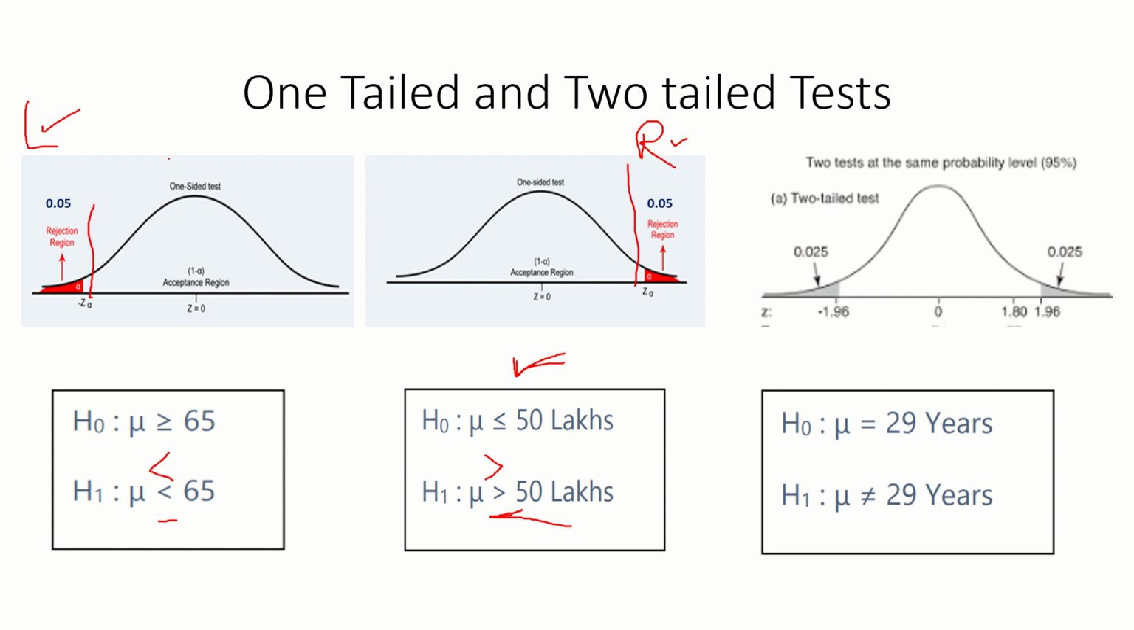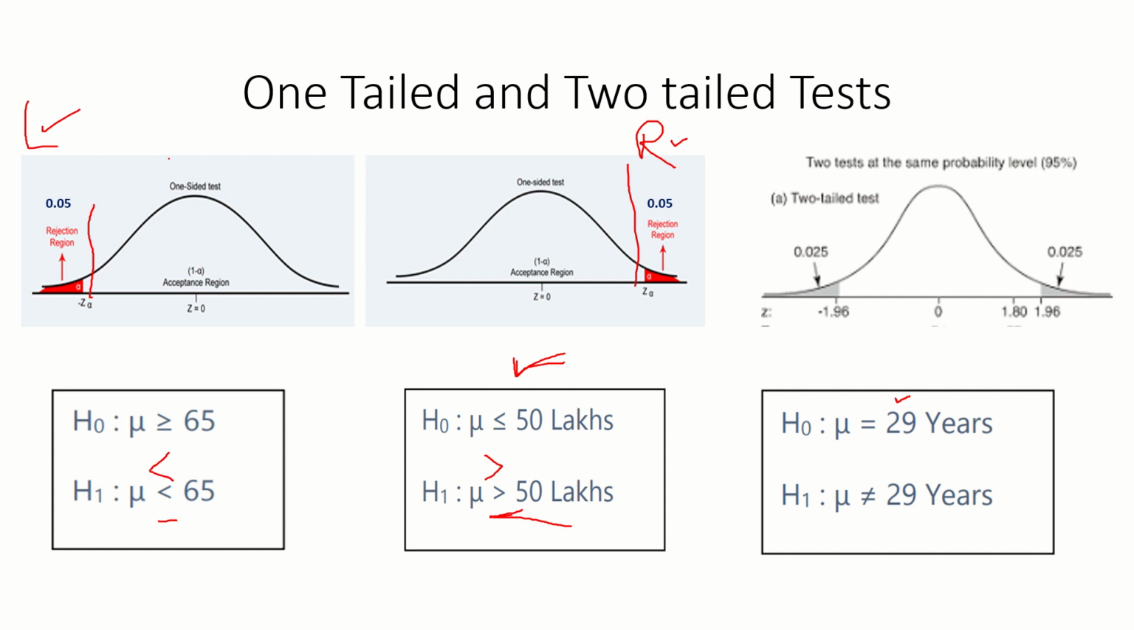Okay. So third scenario: the average age of global active Telegram users is 29 years. That means it is not telling whether it is more than or less than; it is telling equal to. The average active Telegram user is 29 years. So in this case, what happens? It is equal to, not equal to. If it is less than 29, you are going to reject. If it is more than 29, you are going to reject.